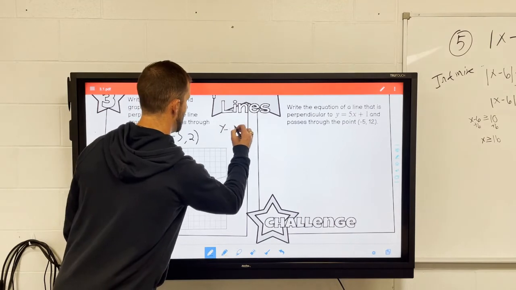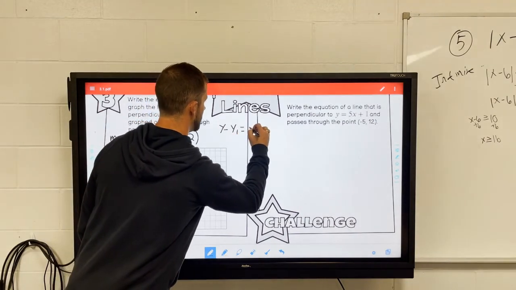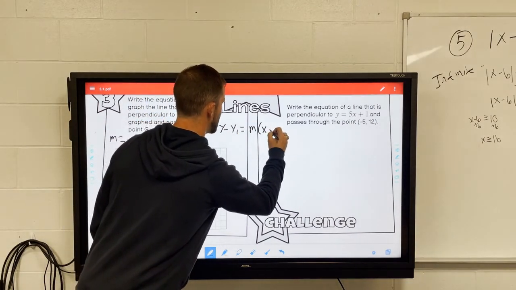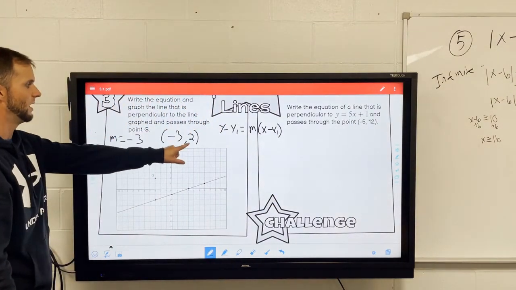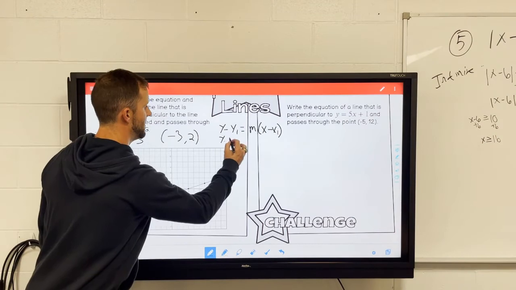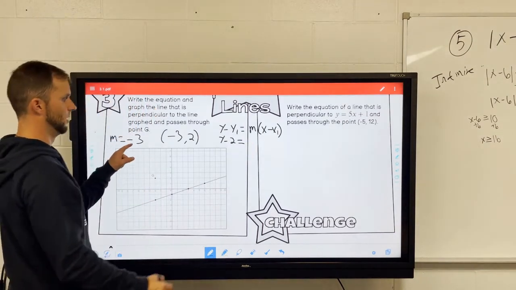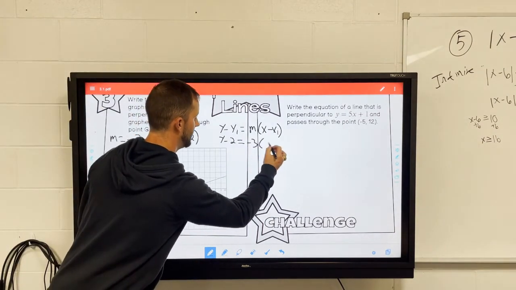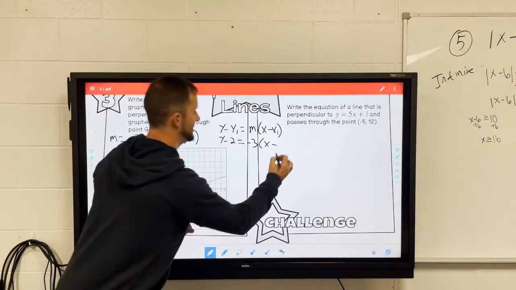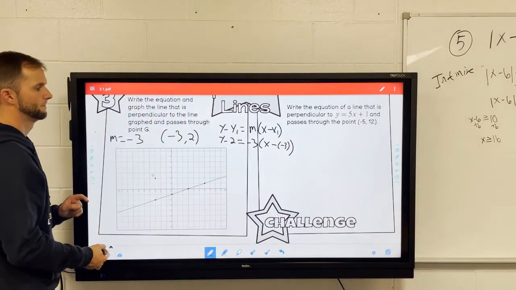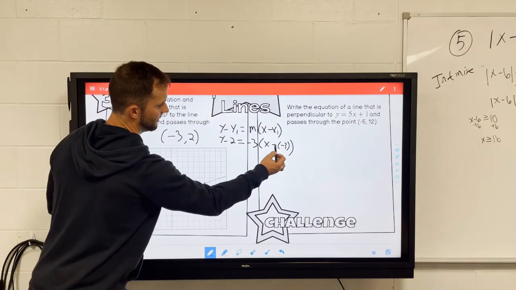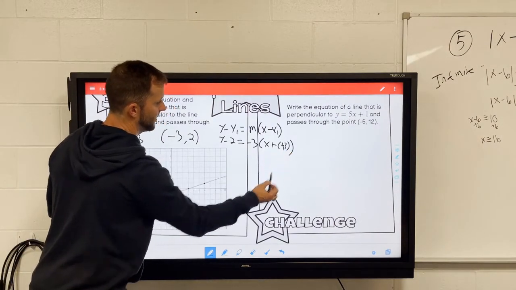So y minus y1 equals your slope, and then x minus x1. Okay? My x1, my y1. So y minus 2 equals, my slope is -3. Then x minus my x1 is -3. Remember, you're plugging in that -3. Okay? So right now we have a double negative here, subtracting a negative, which will turn to plus.